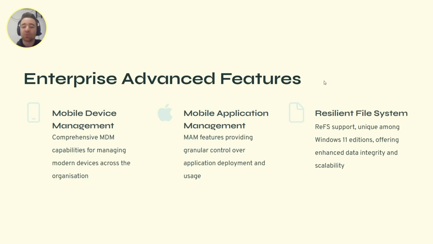Enterprise advanced features for Windows 11. You've got mobile device management capabilities. You've got mobile application management as well for that granular control over application deployment and usage. So again, it's about that granular control over what people in your business can or cannot install on their system. And resilient file system. You now have access to that too.